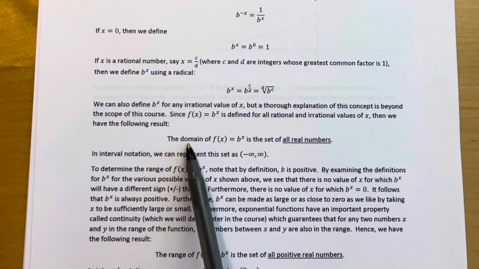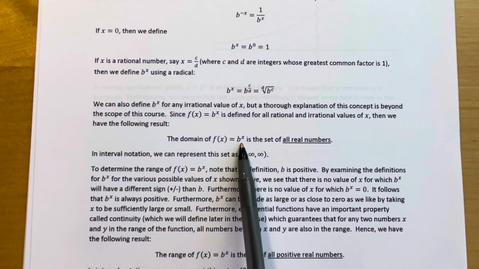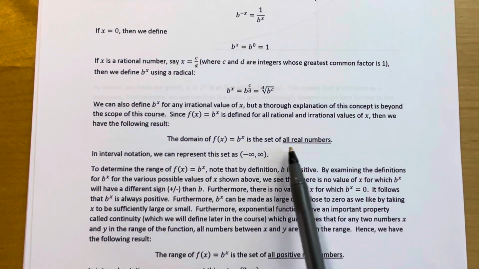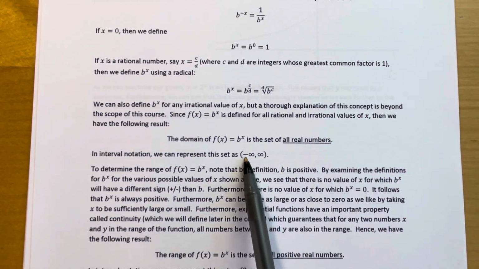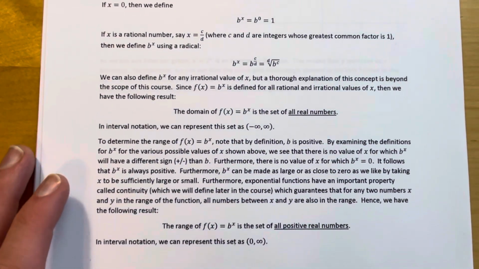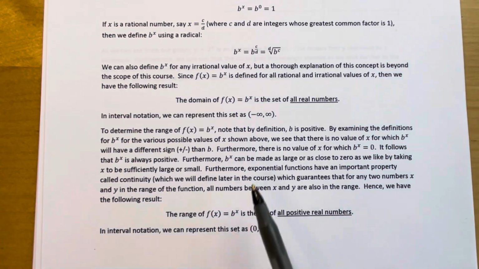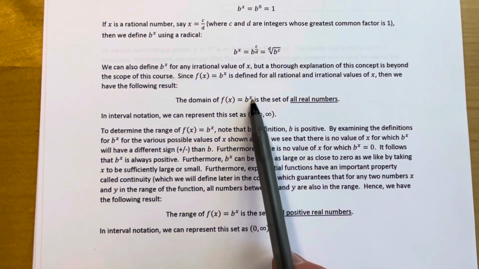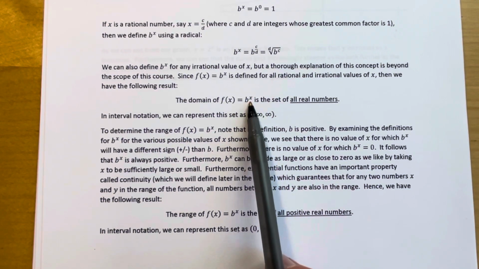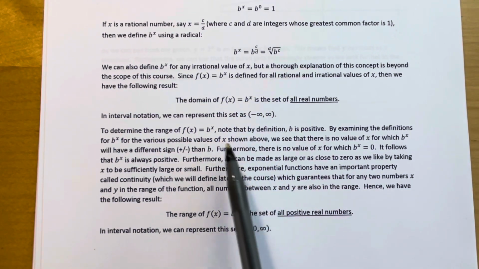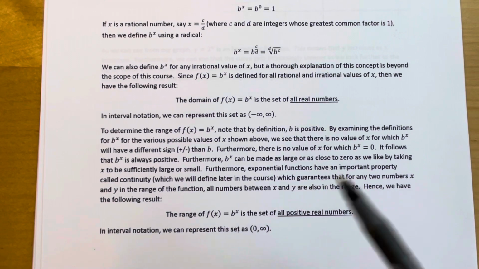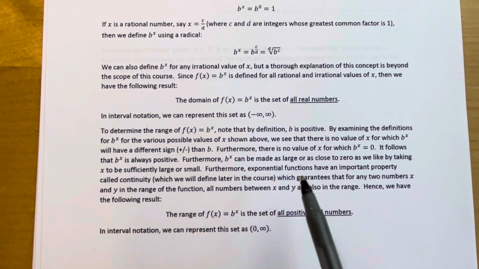So we would say that the domain of an exponential function is the set of all real numbers. In interval notation, we can write that this way, negative infinity to positive infinity. The range of an exponential function. Remember, domain is the set of all possible inputs for a function, everything I'm allowed to plug in for x. The range is the set of all possible outputs. What can come out of this function?